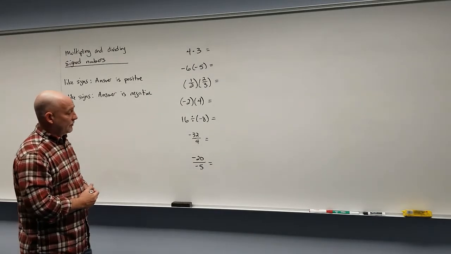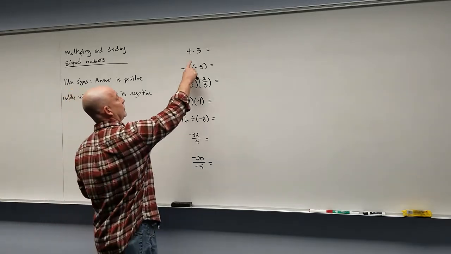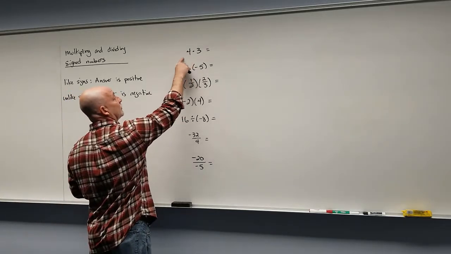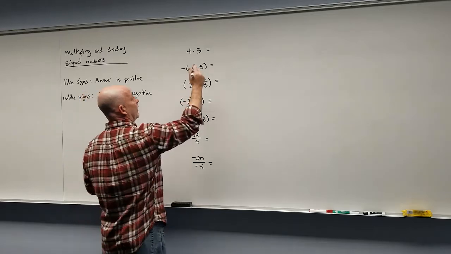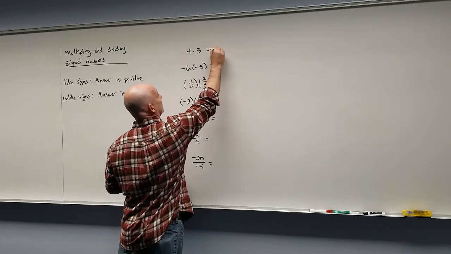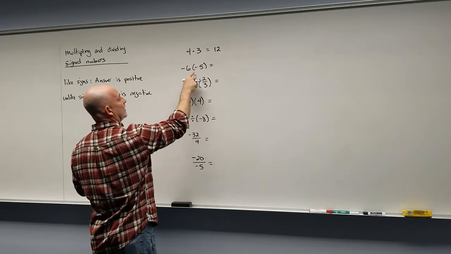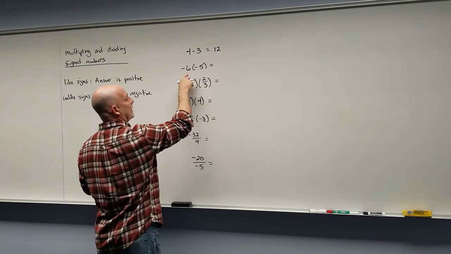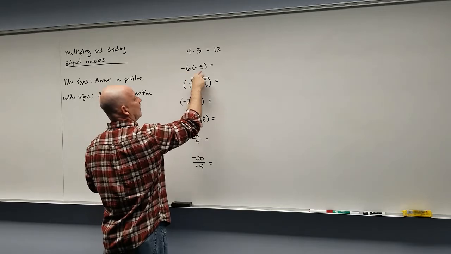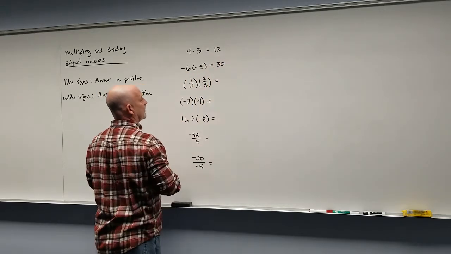All right, so hopefully you're back. Hopefully these went fairly well. Let's start with this. Here we're just multiplying two numbers together. They're both positive, so our answer is going to be positive. 4 times 3 would be 12. Here we're multiplying two numbers together. That's a negative 6 and a negative 5. They're both negative, so our answer is going to be positive. 6 times 5 would be 30.